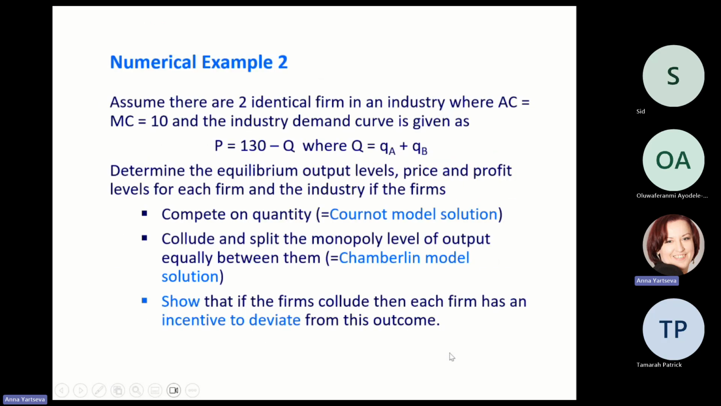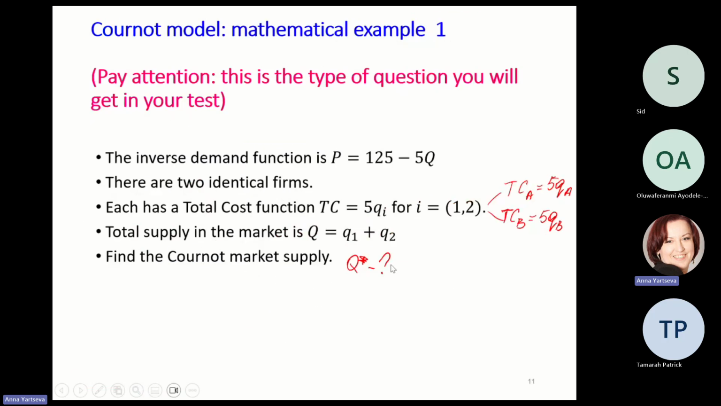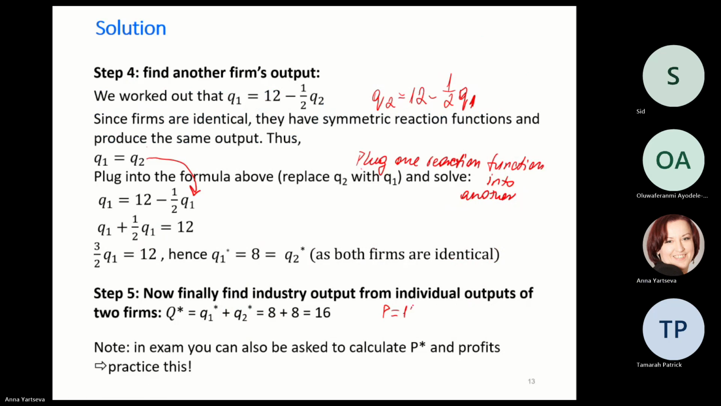You can plug this into demand function, for example, price and profit. Let's do this. If our price is 125 minus 5Q, you can calculate equilibrium price. It's 125 minus 5 times 16. 16 is total output. 5 times 16 is 80, so 125 minus 90 is 35. This is the price in this particular market.